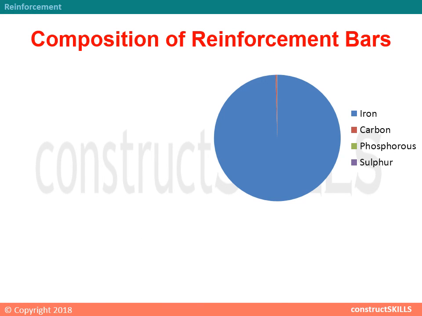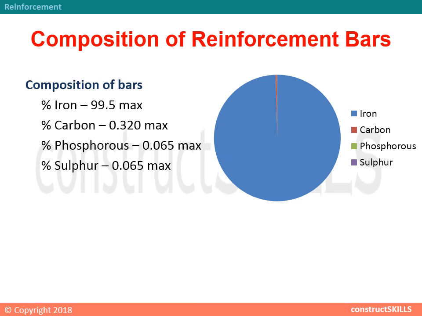The given figure indicates the composition of bars. 99.5% maximum iron. 0.320% carbon. 0.065% phosphorus. 0.065% sulfur.